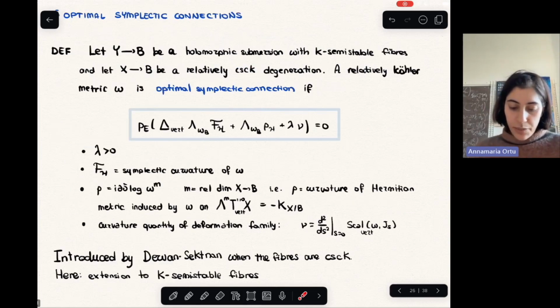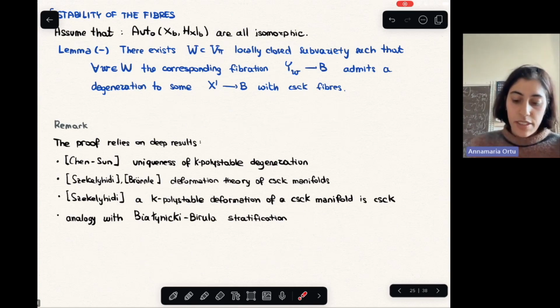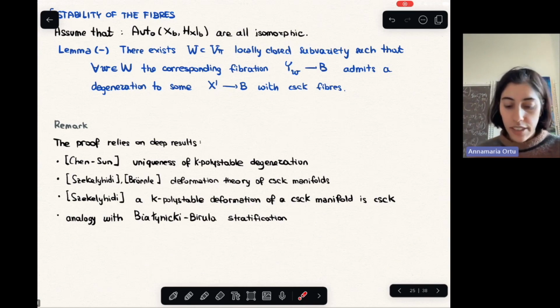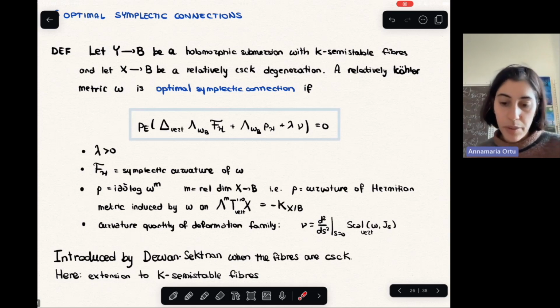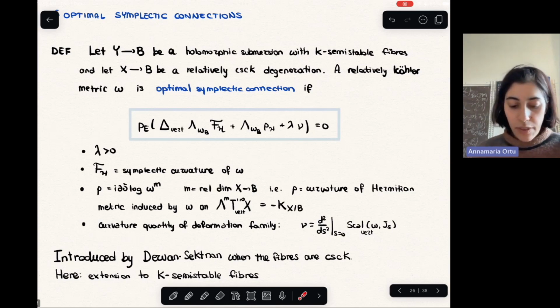And so yes, once we have proven this result, it doesn't have anything to do with special metrics. It's just a GIT result. And now we can dive into more PDE theory. So now we have fixed what it means for the fibers to be stable, in a sense, the stability condition for the fibers. Now we need an equivalent of the Hermite-Einstein condition, and this is given by the optimal symplectic connection condition.